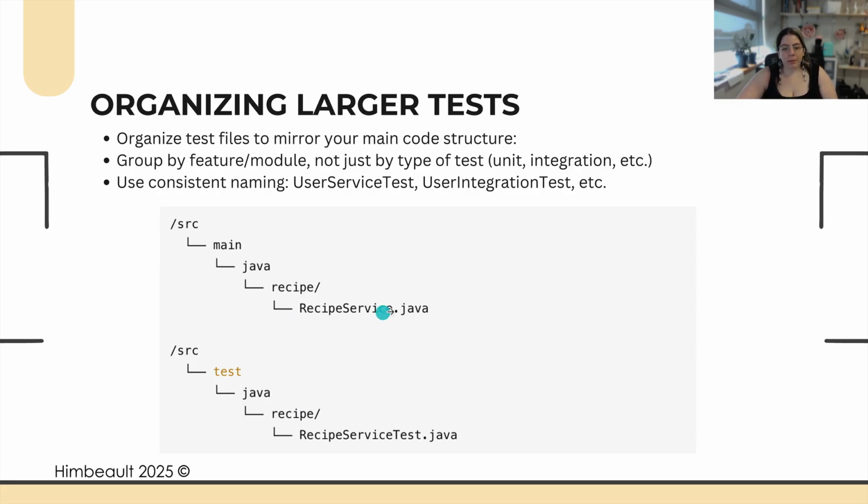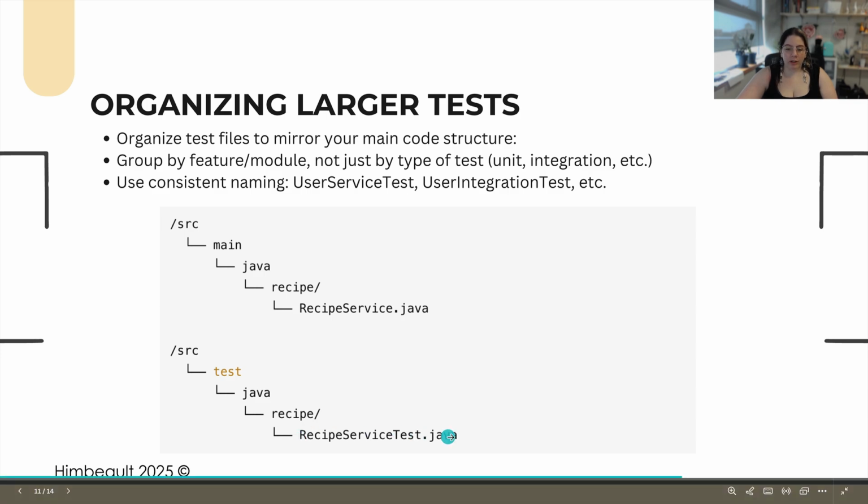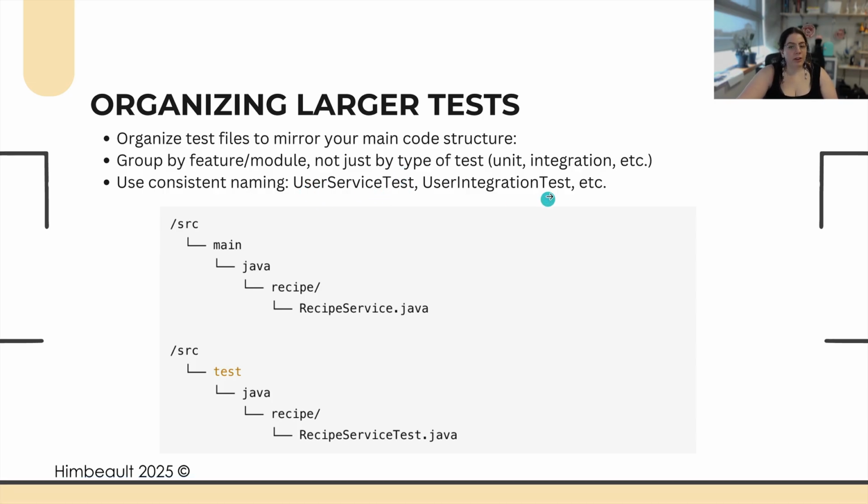If this is called recipe service, this is the recipe service test. You can use consistent naming here. Perhaps you're using the user service test or the user integration test, a user unit test even. It really just depends on how you and your team intend on structuring this. But the key is being consistent, picking something that you can standardize for all of your team members, for the whole development team.